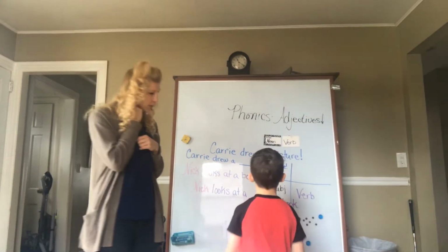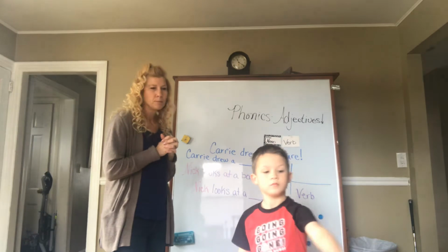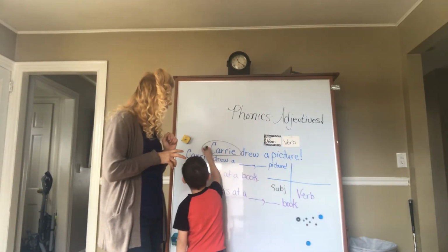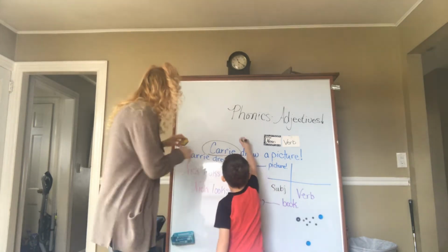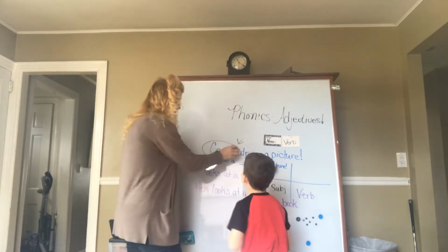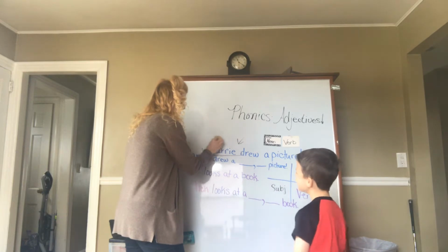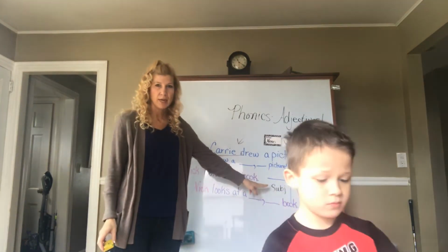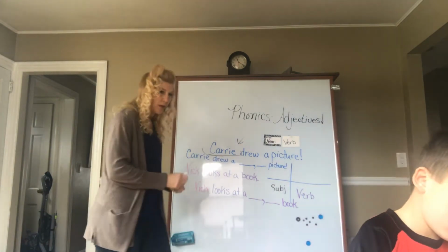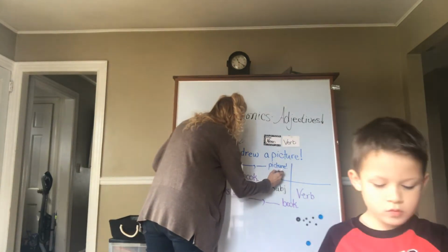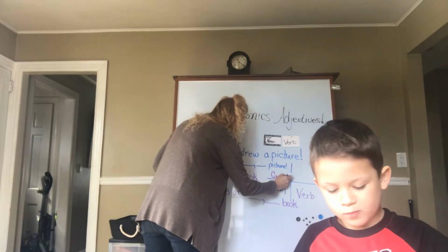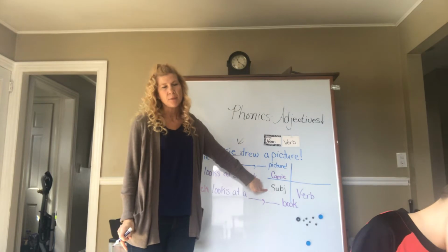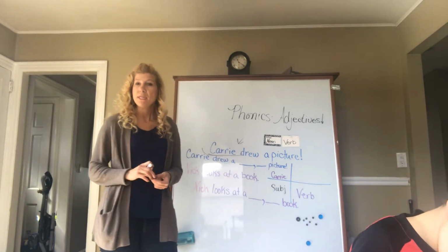Who are we talking about? You can use your special marker. We're talking about Carrie. Carrie is my subject. What is that? It's an arrow. All right. And so if I want to put Carrie on my subject line, I would go ahead, and you can write that on yours, Ben. I would write Carrie. This is my diagram. So Carrie goes on my diagram. Carrie is my subject.